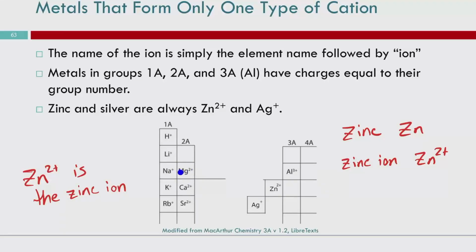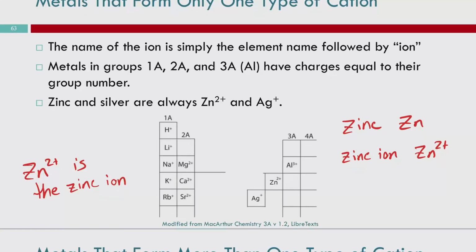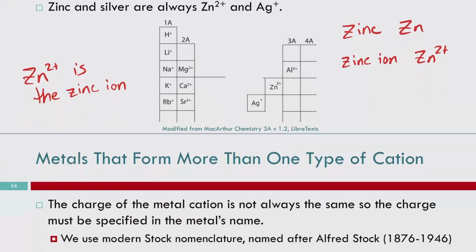Same idea for all the rest of these metals. Magnesium is just Mg, magnesium ion is magnesium 2+. So it's important that we add in the ion part for the name when we're talking about the ion by itself. So metal name, element name, plus ion for all of those.